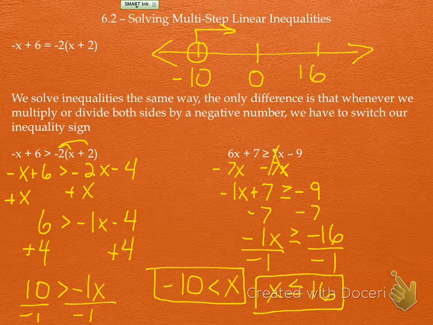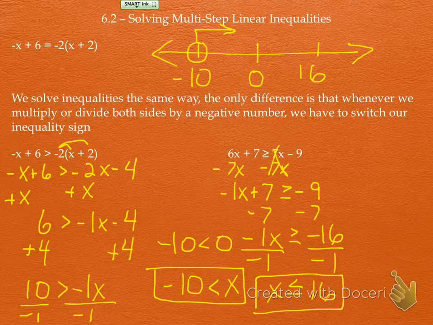I want to move it to the right because my x is on the right hand side, so it's backwards. I can't look to where the arrow is pointing to. Test a point: is negative 10 less than 0? It is, and so my line has to go towards 0.